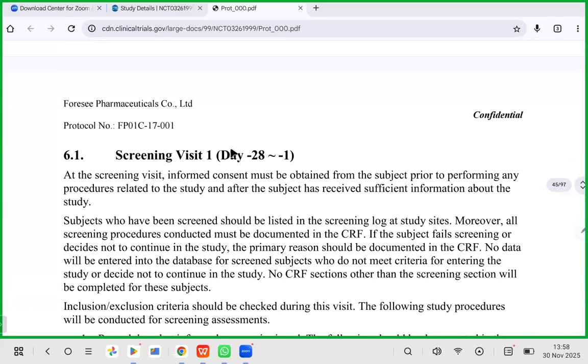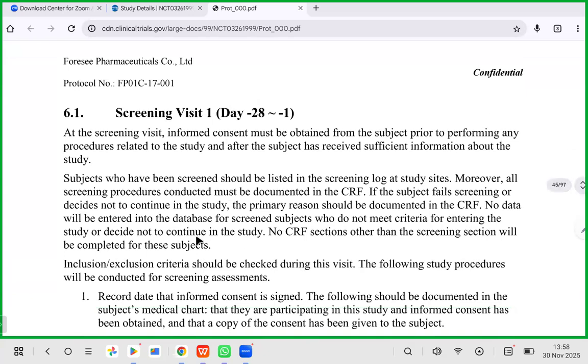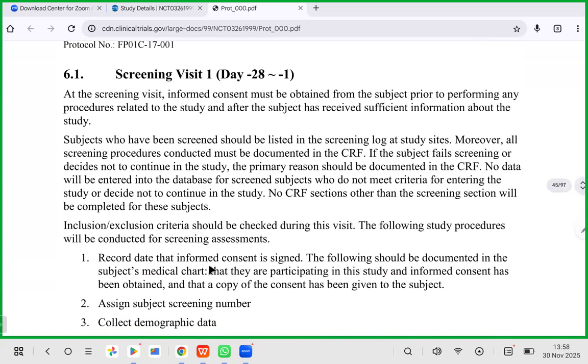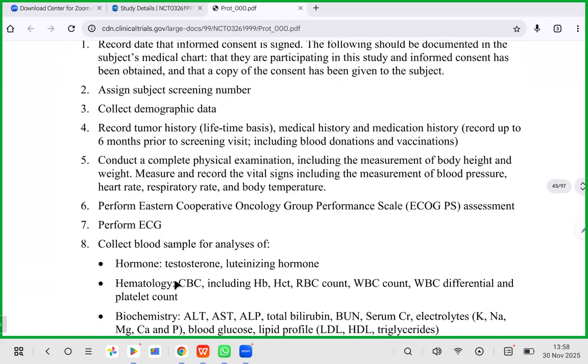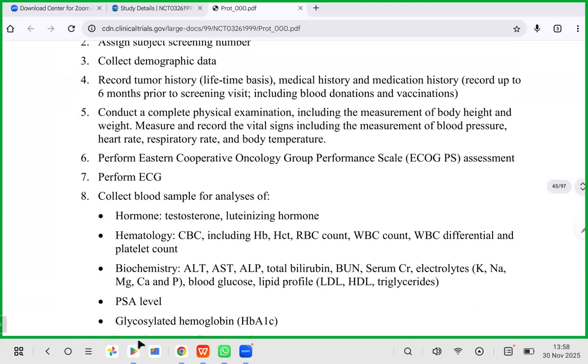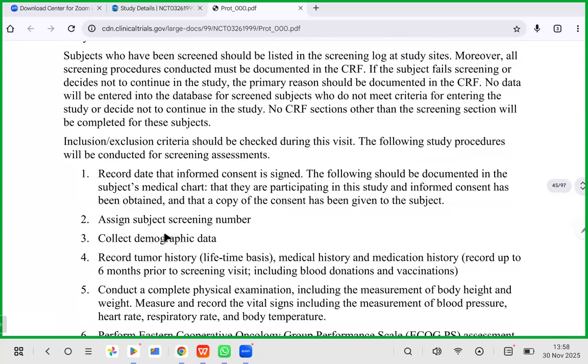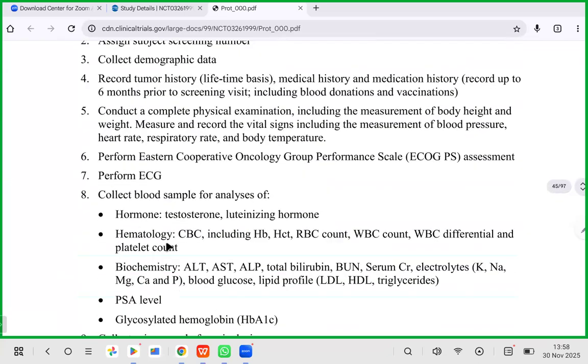Here they will explain what they will do at the screening visit, day one. They will collect the informed consent, and then they will collect the data about inclusion and exclusion criteria. What kind of data will they collect? For inclusion criteria, they will collect the testosterone levels. They will take a hematology test. They will take some biochemistry tests. So at each visit, they will tell what data has to be collected.